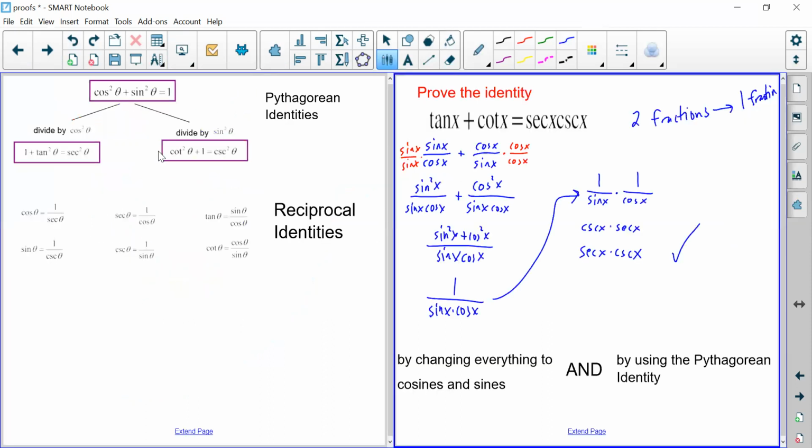If you want a good grade, you have to show the steps. How many steps do I have? 1, 2, 3, 4, 5, 6. 6 steps before I hit the landing of secant times cosecant. No one's going to be impressed that you can skip steps. I mean, I will be a little bit impressed, but this is all about the argument.